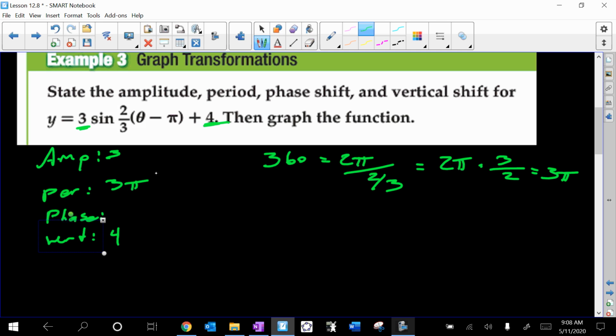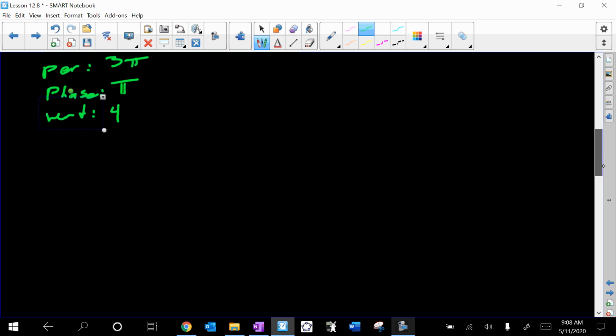So that's our period. Our phase, remember, this is opposite of what we would think. So if it says negative pi in here, we're shifting it over pi to the right. And now we will plot this on a graph.